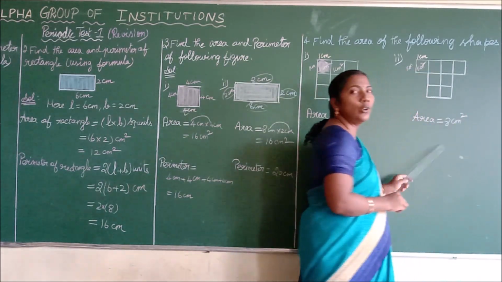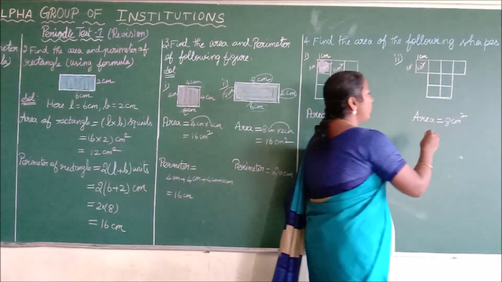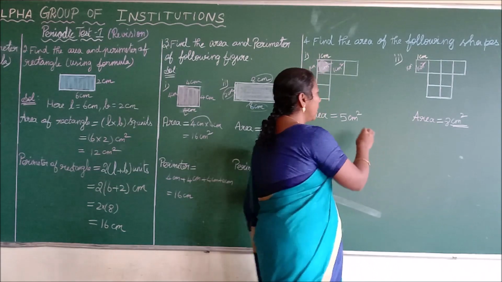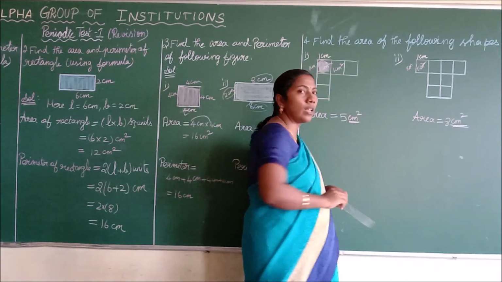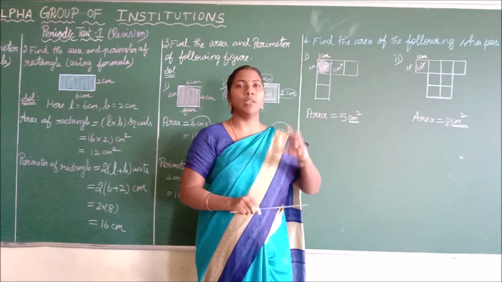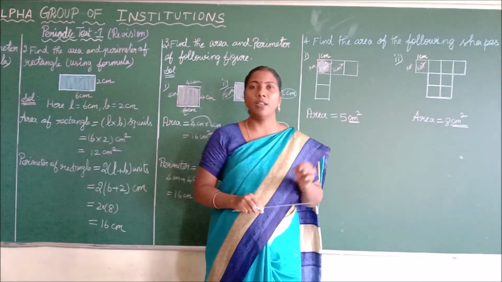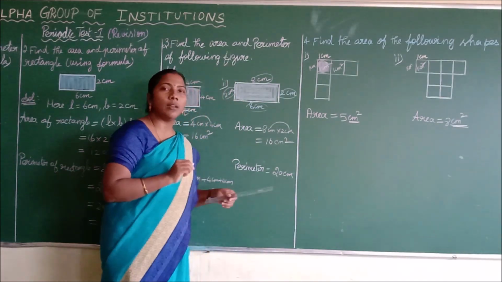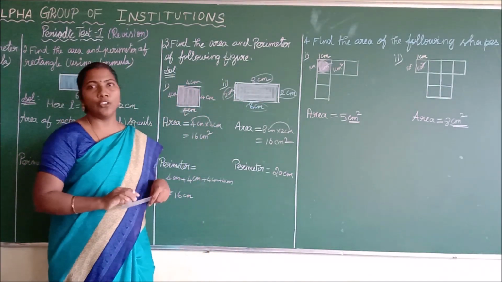The important thing you have to note in this is that definitely you have to write the unit as centimeter square. Here also you have to write centimeter square. For area, you have to write the unit as square unit: centimeter square, meter square, millimeter square like that. For perimeter you just write centimeter, meter, millimeter like that.